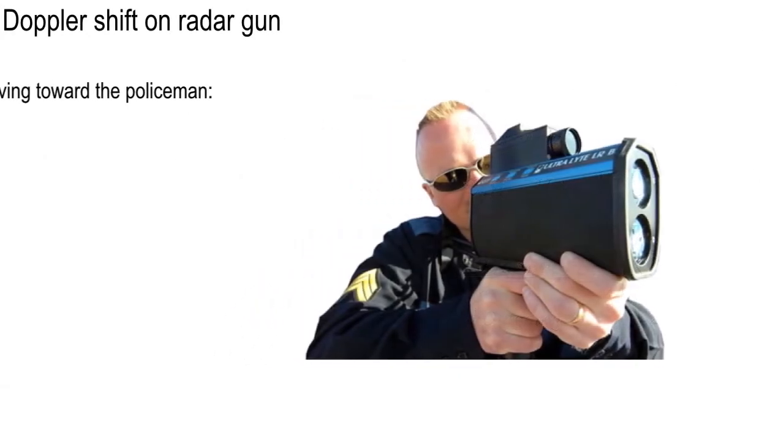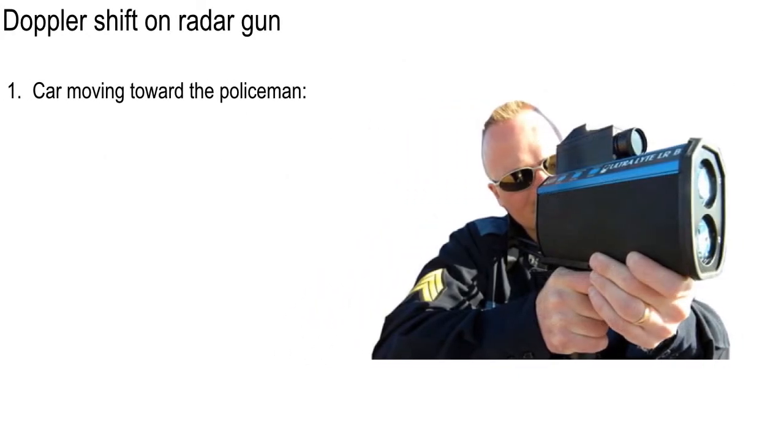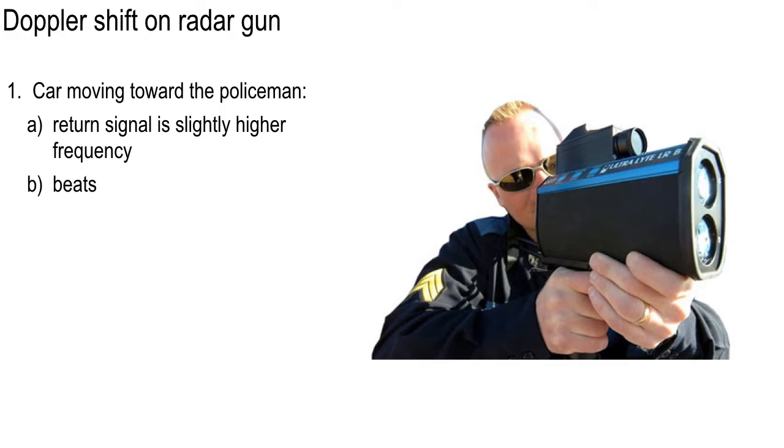So let's review that in outline form. If the car is moving toward the policeman, the return signal is slightly higher frequency, and that's the example that we just did. That's going really fast towards the policeman. All right? In astronomy terms, we would call that a blue shift. If the source is moving towards you, any light is shifted toward the blue end of the spectrum. And you measure it by picking up the beats.